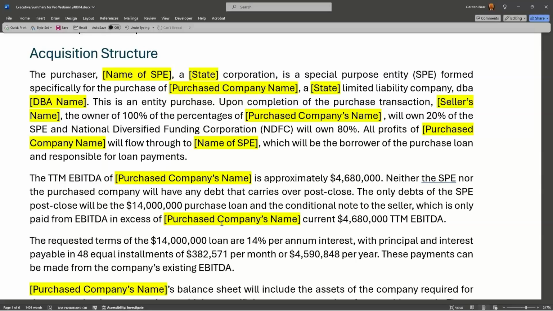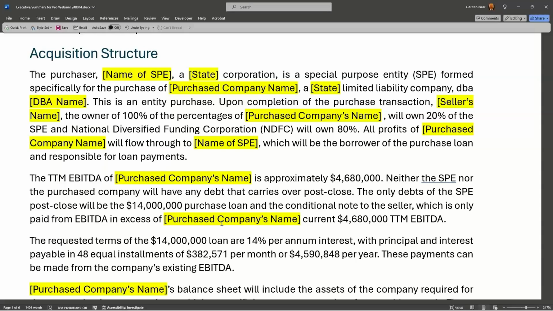Upon completion of the purchase transaction, seller's name, the person who's selling us the company, the owner of 100% of the percentages of the purchase company's name, goes in there. Now it's an LLC, so that's why you see 100% of percentages instead of 100% of the stock. They will own 20% of the SPE, and National Diversified Funding Corporation, which is us, will own 80%. If you're doing this for yourself, that would be your company that's going to set up the SPE. All profits of the purchase company will flow through to the name of the SPE, which will be the borrower of the purchase loan and responsible for loan payments. So that tells the lender exactly how you're structuring the deal.